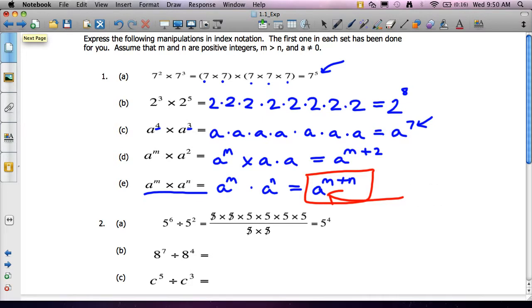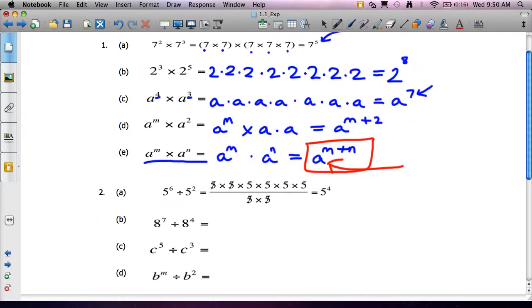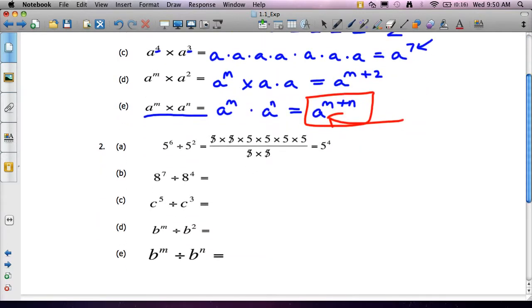Well, what about division? Is there another rule that's also useful for division? Let's take a look at the first example. I have 5 to the sixth divided by 5 to the second. So that means I have 6 5's being multiplied together divided by 2 5's. And so really, if you just look at it in terms of canceling out the 5's, you'll see that I'm left with 4 5's being multiplied together: 5 to the power of 4, or 5 to the fourth power.